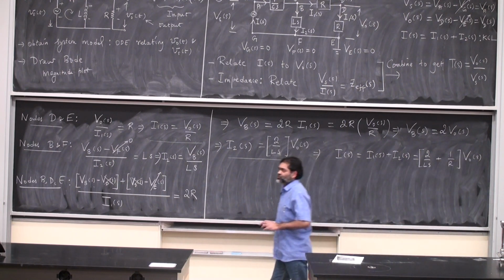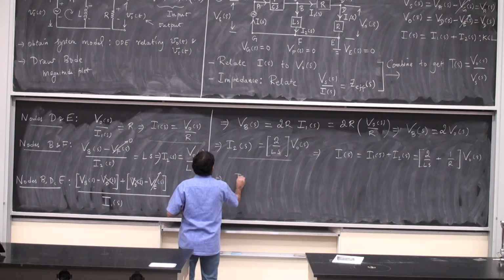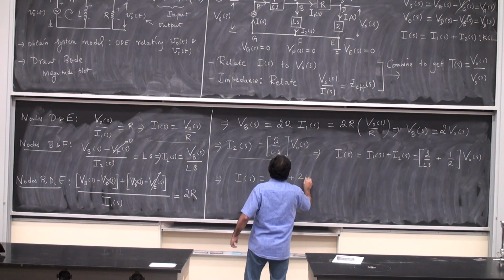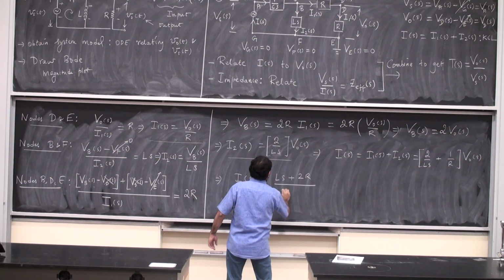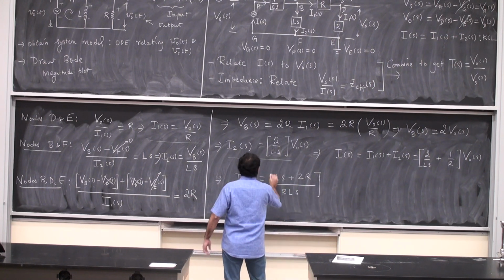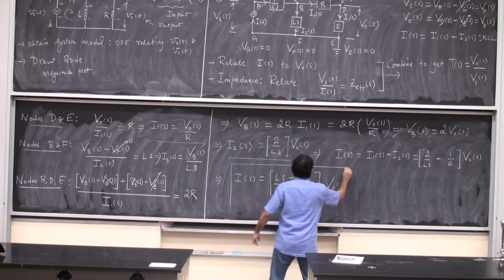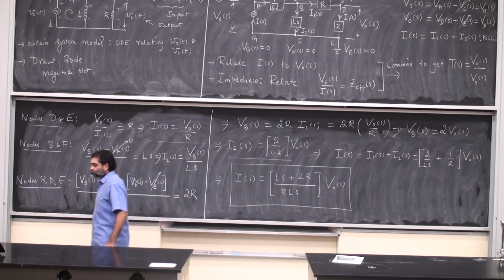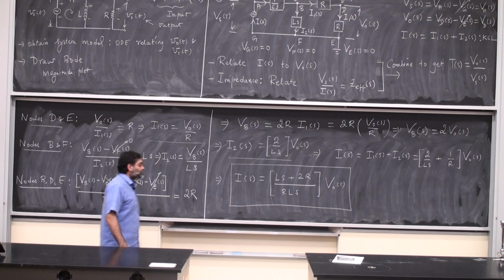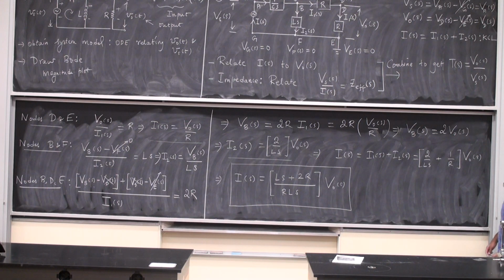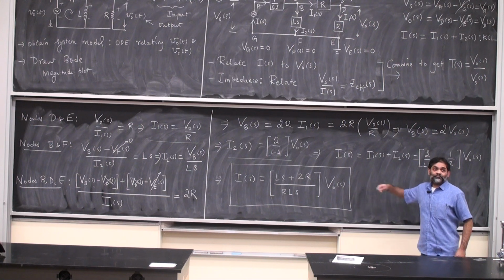V0 of S, or simplify it, take the common denominators and so on. So that I of S is (LS plus 2R) by R LS times V0. I want to pause for a minute, or less than a minute, and see if there are any questions. First piece of the puzzle, finished.